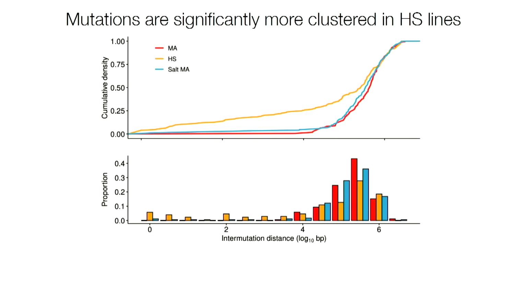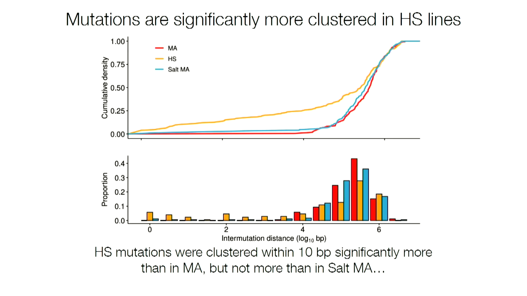The first takeaway we see here is that if we look at the orange line up top, representing the HS, the salt-adapted lines, there seems to be an elevation in lower intermutation distances, indicating that mutations are actually closer together. When we peek a little bit closer at this, specifically by looking at the bins at the bottom left, we found that the HS mutations were actually clustered within 10 base pairs, significantly more than in the MA lines, but not significantly more than the salt MA line. And I mean statistical significance, of course.